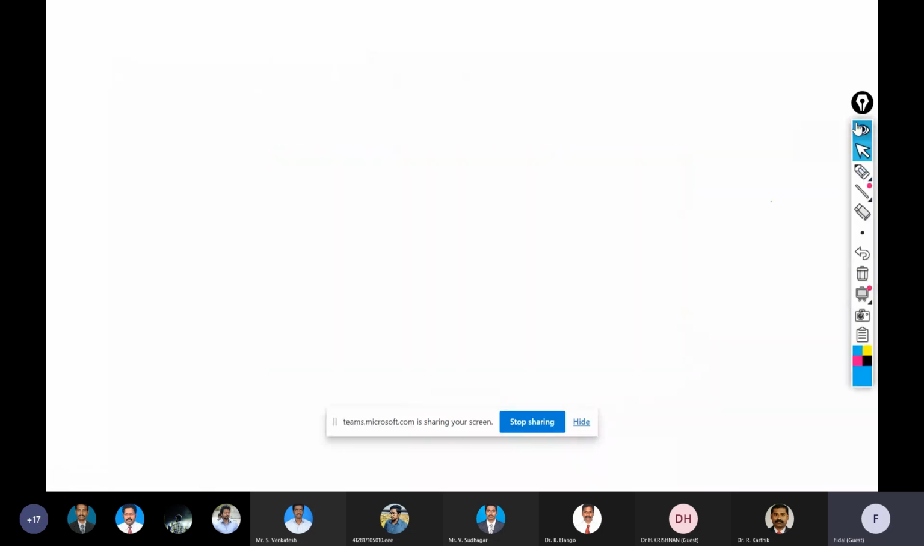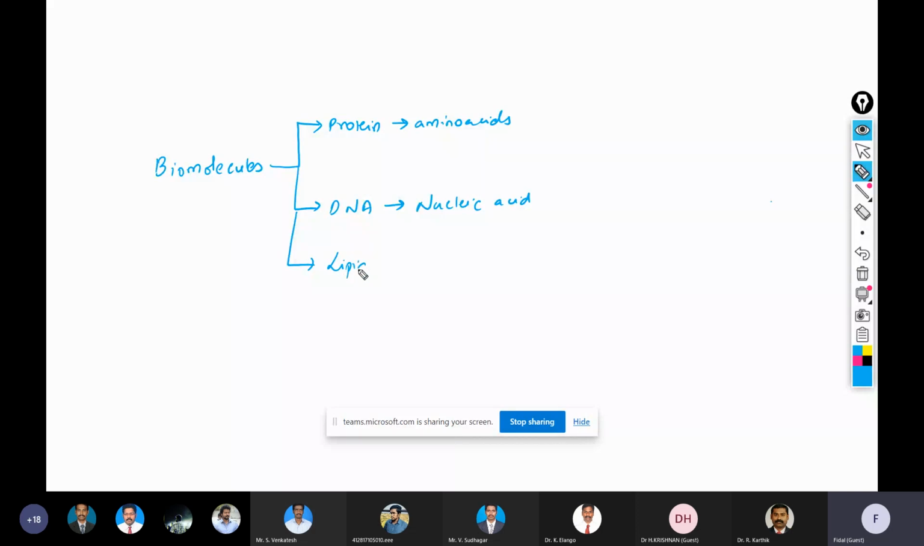So if you consider the normal biomolecules that are present in the body, there are three kinds. Okay, so the three major biomolecules: one is protein, which is made up of amino acids, the second one is DNA, which is made up of nucleic acids, and the third one is lipids. Okay, so two of the major biorecognition molecules that are used are proteins and DNA.